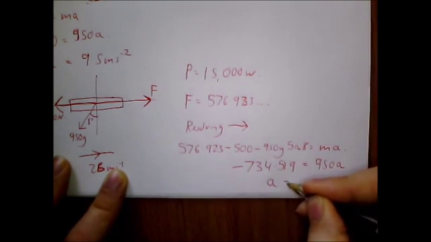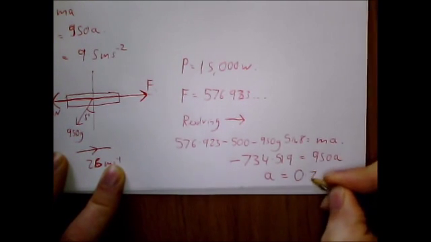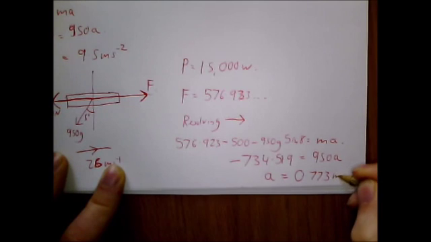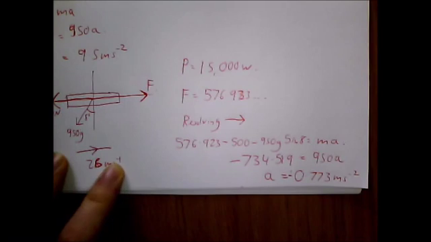So our retardation is 0.773 meters per second squared, plus or minus. I suppose it's a negative acceleration, so the retardation is positive. And that is it for question 4.